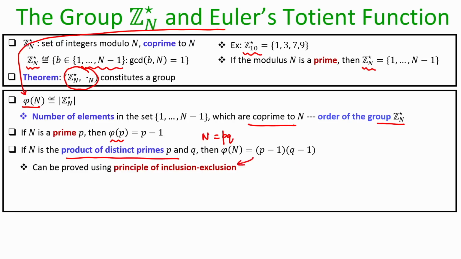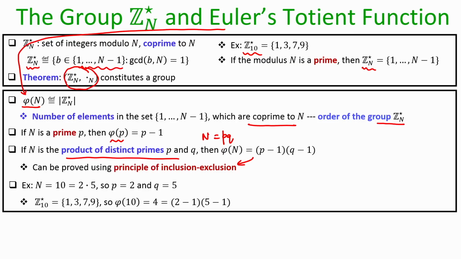And this can be proved using the principle of inclusion-exclusion that we had discussed in one of our earlier modules. So, if you want to verify this, consider n equal to 10, which is the product of 2 and 5, and then we know that there are 4 elements in Z10 star, namely the order of Z10 star is 4. So, I should get that phi of 10 is 4, and indeed phi of 10 is 4 because it is 2 minus 1 multiplied with 5 minus 1.